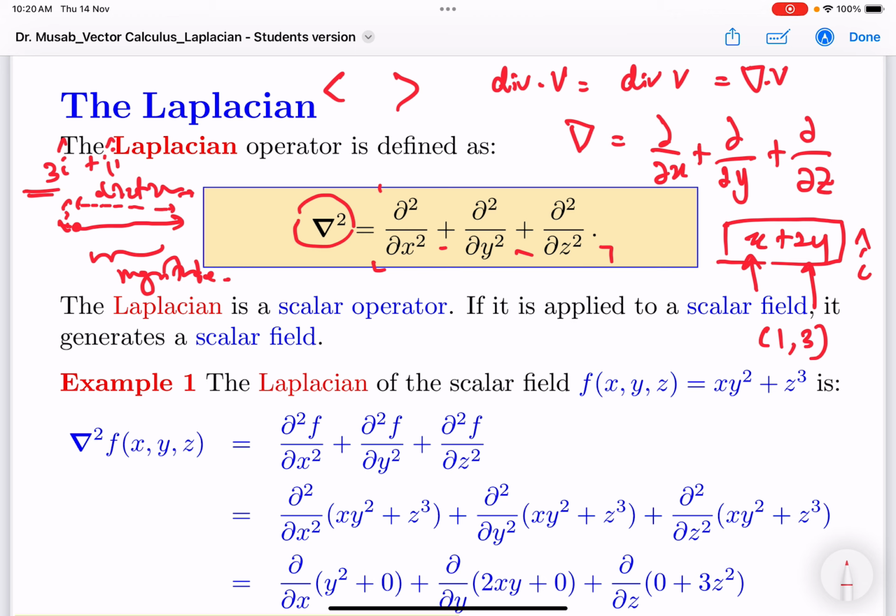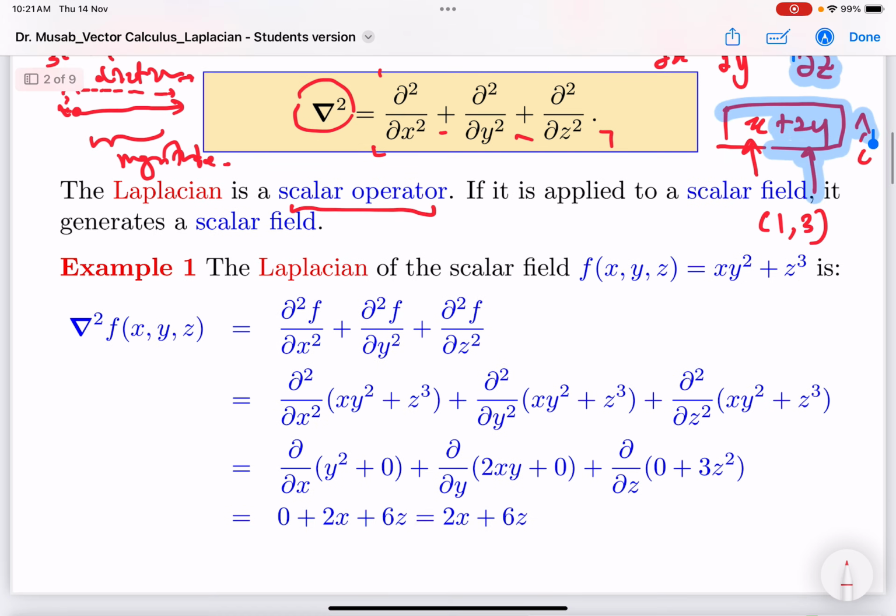So the Laplacian also gives you a scalar. That's the so-called scalar operator. If it is applied to a scalar field, it generates a scalar field. I mean, you have an expression with x and y. An expression is not an equation. After you put in a value, you will get a value. That value is a scalar value. That one is a scalar field.